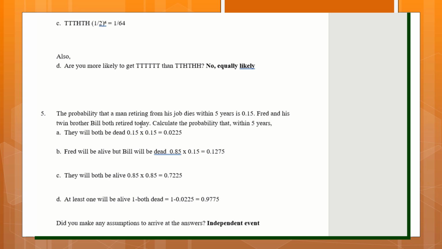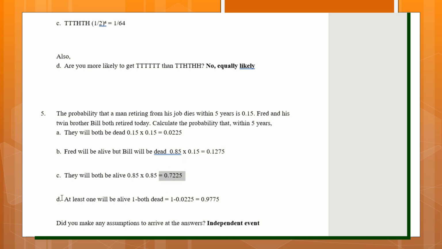Alright? The probability a man who is retiring from his job dies within 5 years is this. Fred and his brother retired today. What's the probability they will both be dead? So 0.15 times 0.15. Fred will be alive and his brother dead, that means 1 alive, 1 dead. Just multiply. They both will be alive: 0.85 times 0.85, that's your answer.